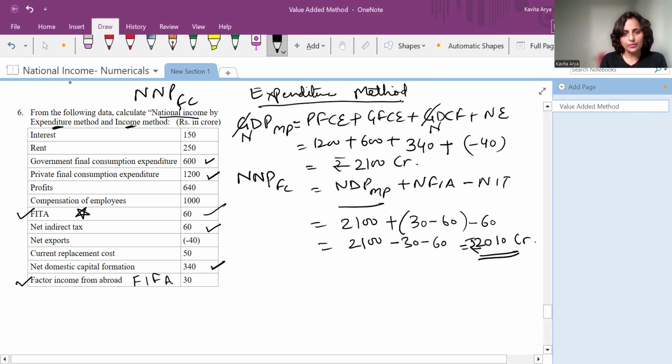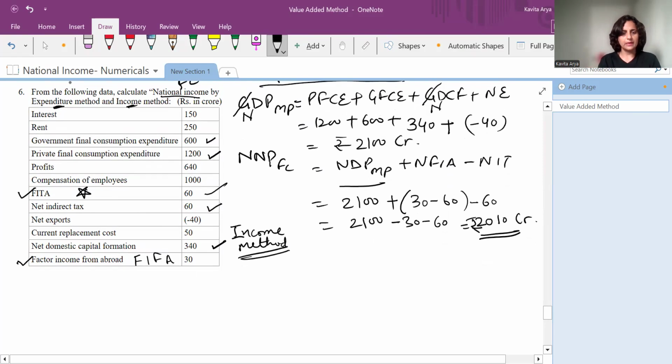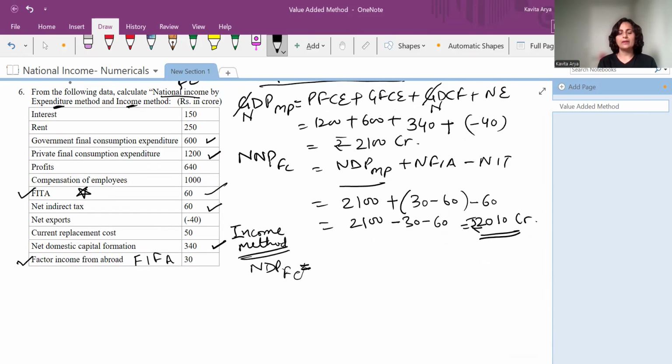So let's check it out. Is income method giving me the same? Ideally, it should. So income method, let's find the second part. Income method gives me NDP at FC. It's just one step away from NNP at FC, meaning the national income. So let's check it out.